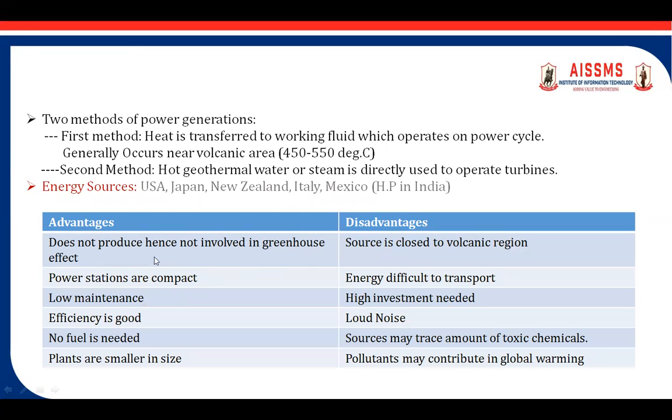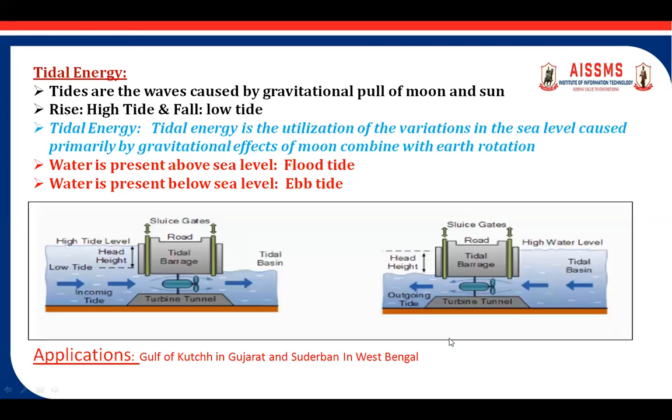The advantages: it does not produce, hence does not involve the greenhouse effect. Power stations are compact, low maintenance, efficiency is good, no fuel is needed, and plants are smaller in size. And the disadvantages of this geothermal plant: sources are close to volcanic regions, energy is difficult to transfer, high investment is needed, loud noise, and sources may contain trace amounts of toxic chemical pollutants that may contribute to global warming.